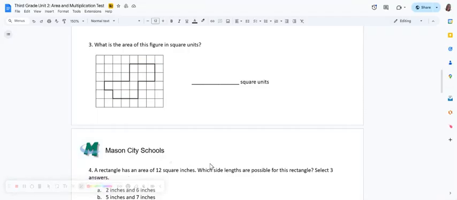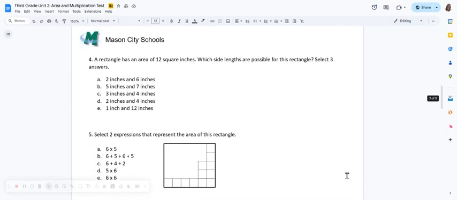Okay, moving on to question 4. It says a rectangle has an area of 12 square inches. Which side lengths are possible for this rectangle? And it says select 3 answers, 3. So you need to look at all these answers, A, B, C, D, and E, and select 3 of them that would give you an area of 12 square inches.